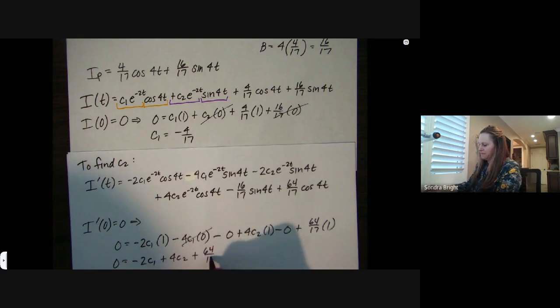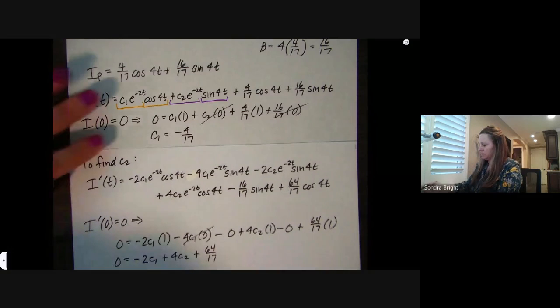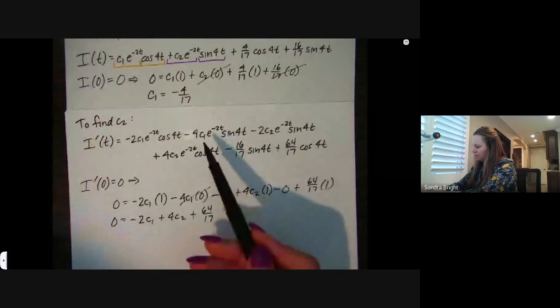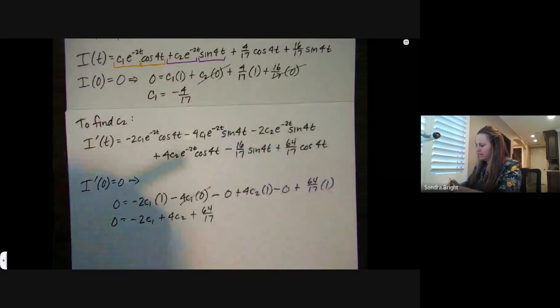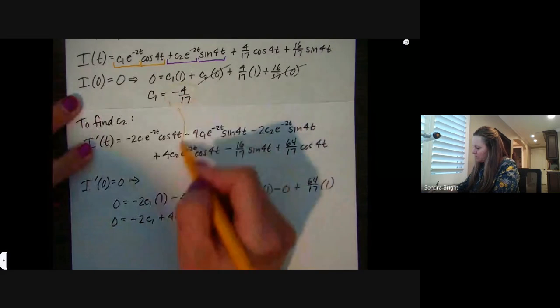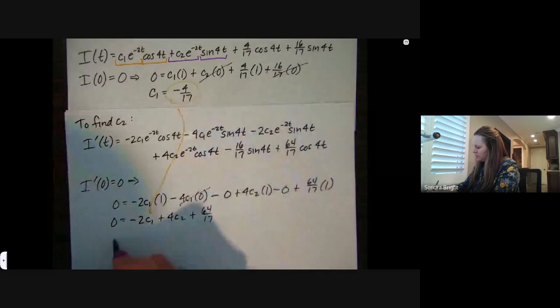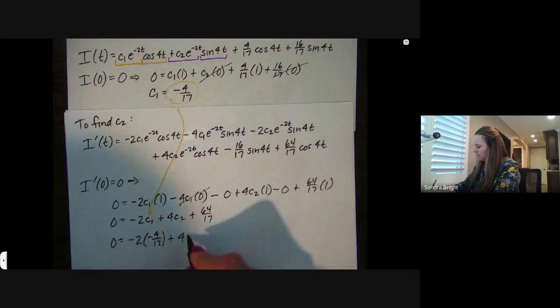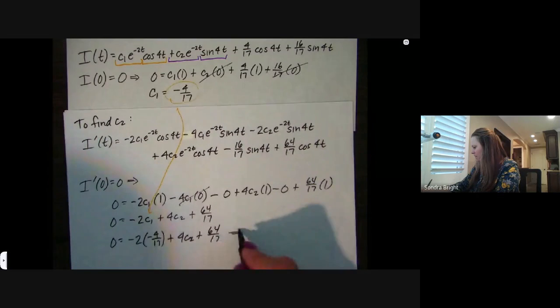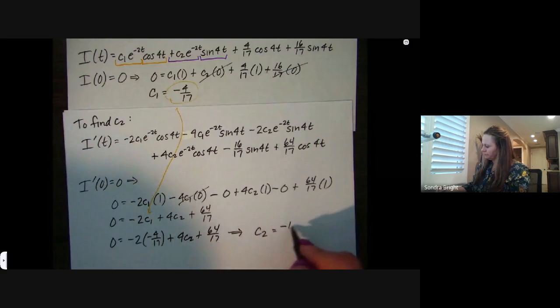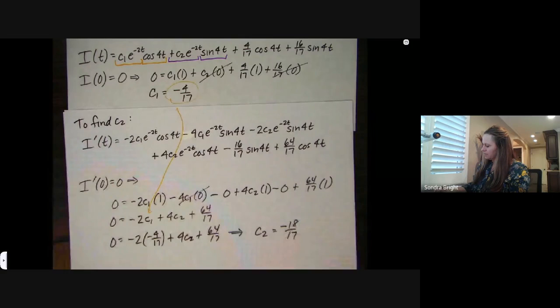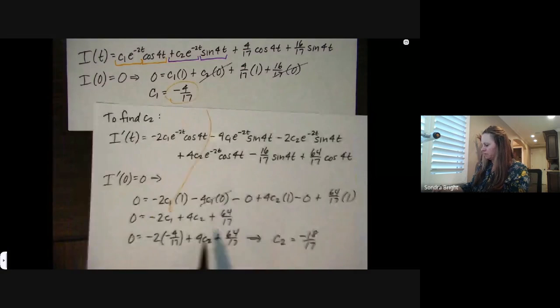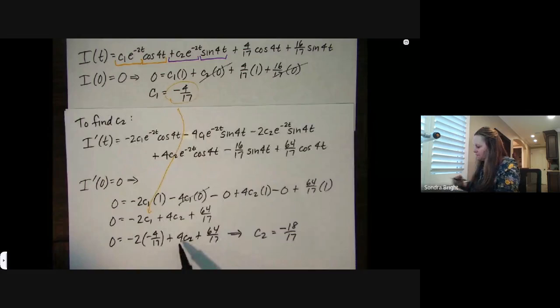And we can plug in C1 now and solve for C2. Take this C1 and plug it in over here. And you have 0 equals negative 2 times negative 4 over 17 plus 4C2 plus 64 over 17. You end up getting that C2 equals negative 18 over 17. 8 over 17, 72 over 17, 72 divided by 4. Perfect. There you go. Okay.